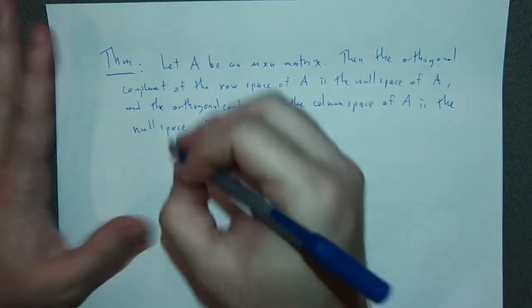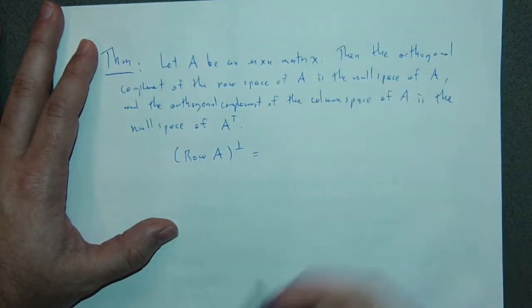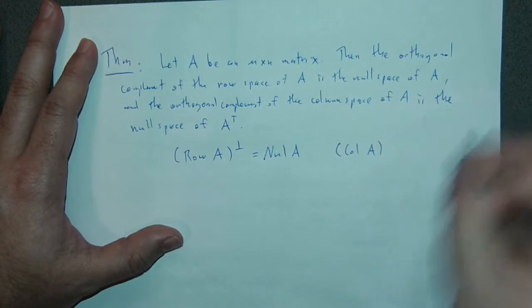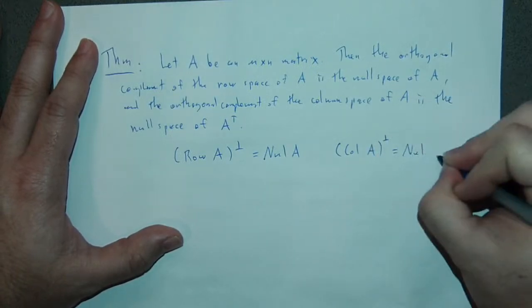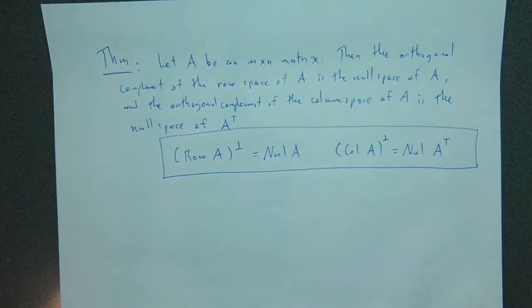Written out in a more convenient fashion, if I take the orthogonal complement of Row A, this is the null space of A. And if I take the orthogonal complement of the column space of A, this is the null space of A transpose. You can think about for a second why this is. It's actually not too complicated. Remember the definition of the null space in the first place. The definition of the null space together with the row-column rule for multiplying Ax is all you need. That totally does it.